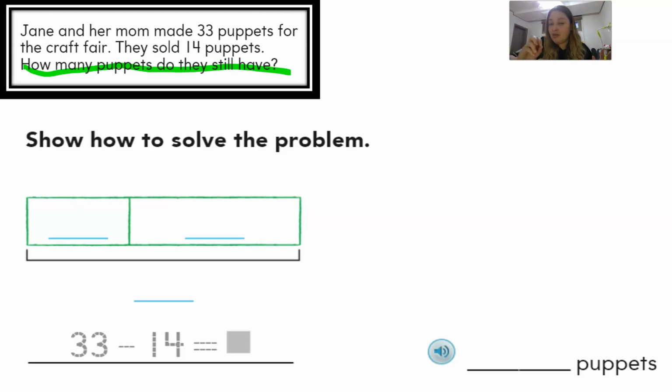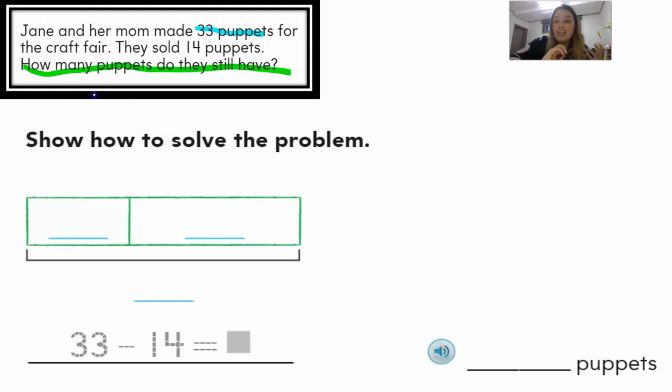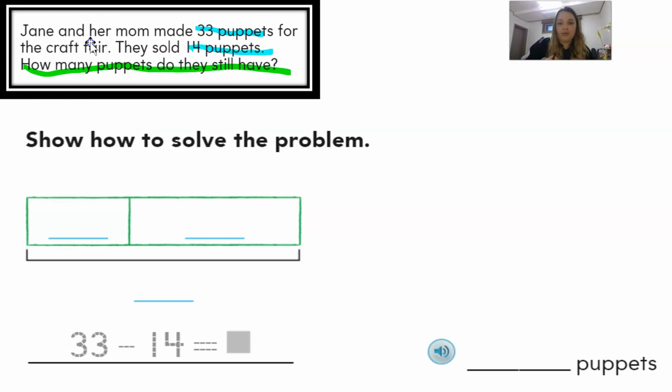And what information do I already have? Or what information do I need to use? Well, I know that she made 33 puppets. And I know that they sold 14 puppets. So there's two pieces of information that I have here already. Okay, so let's go ahead and see if we know what our number sentence is going to be. We know that we started off with 33 puppets. And we know that Jane and her mom sold them. So when you sell something, that means that you have less, right? So you're going to subtract 14. And that's going to give you your answer.